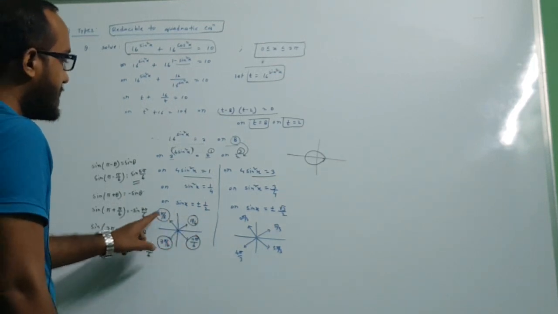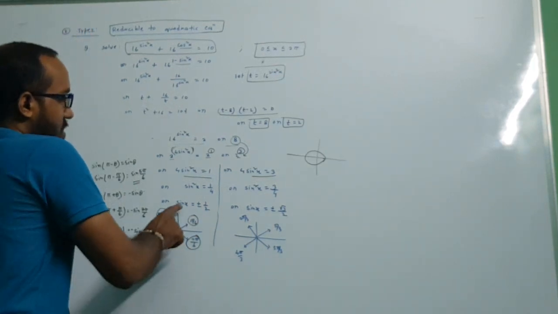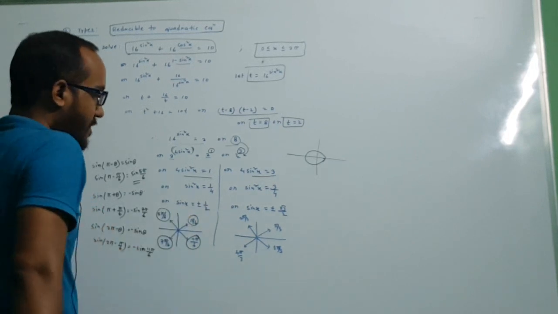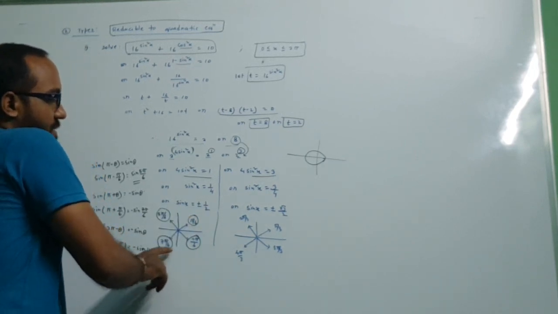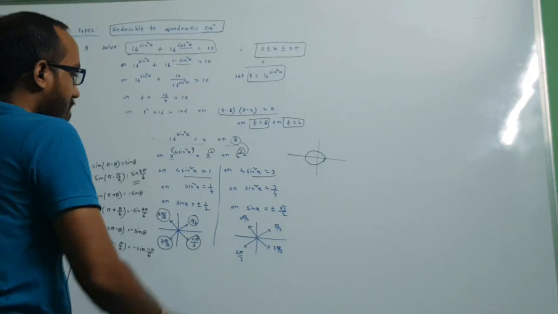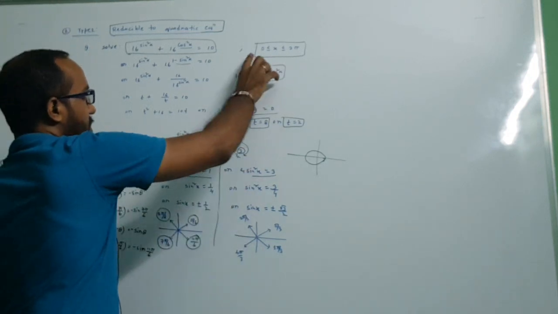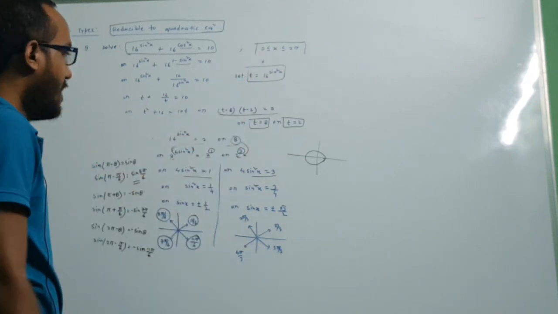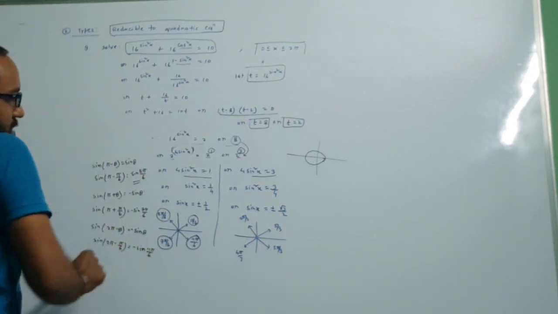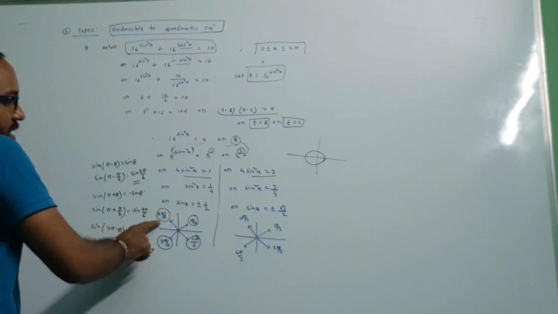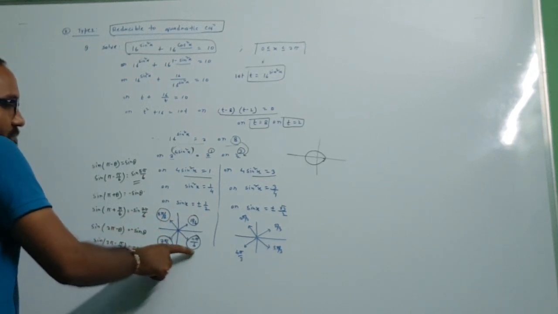So pi by 6 and 5 pi by 6 are the solutions for sin x equals half, and for minus half it would be 7 pi by 6 and 11 pi by 6. Always apply this logic if they are asking for the principal solution. One is in the first quadrant, another in the second quadrant, another in the third, and another in the fourth.